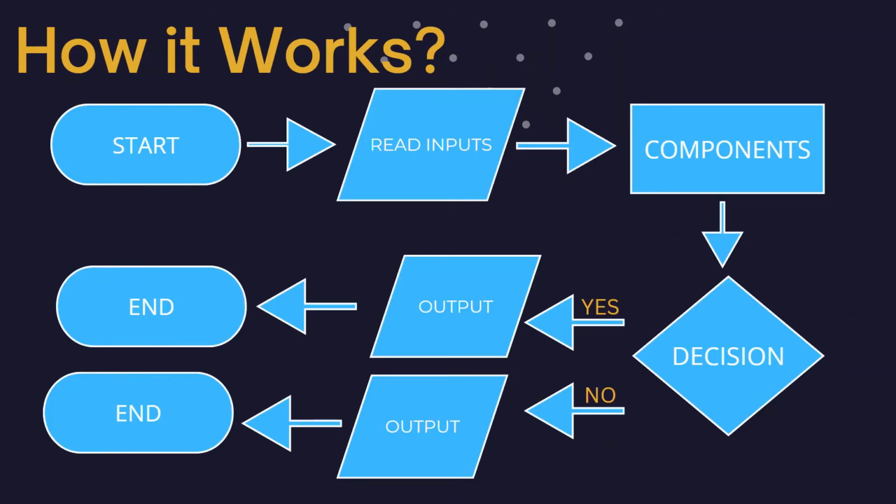Now, for better understanding, let's see how a flowchart works. At first, we start the flowchart, then we take the input or read the input from the user. Then we process the components. Then we go for the decision making. As stated earlier, decision making can return only two values, yes or no. For yes, we return our output, and for no, we return our output. Then we end the flowchart.